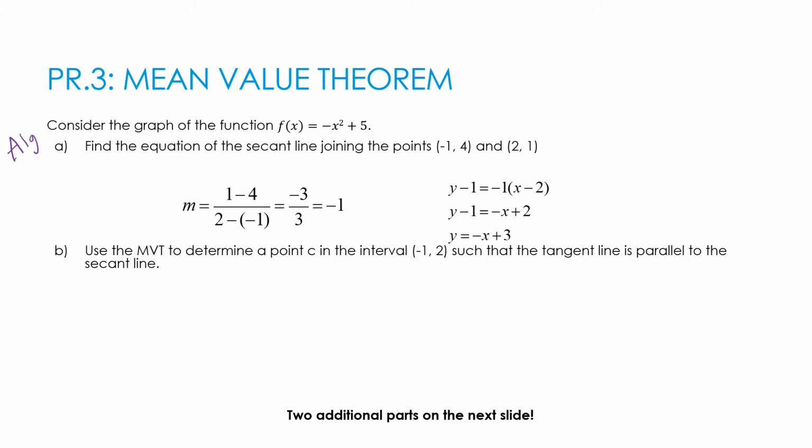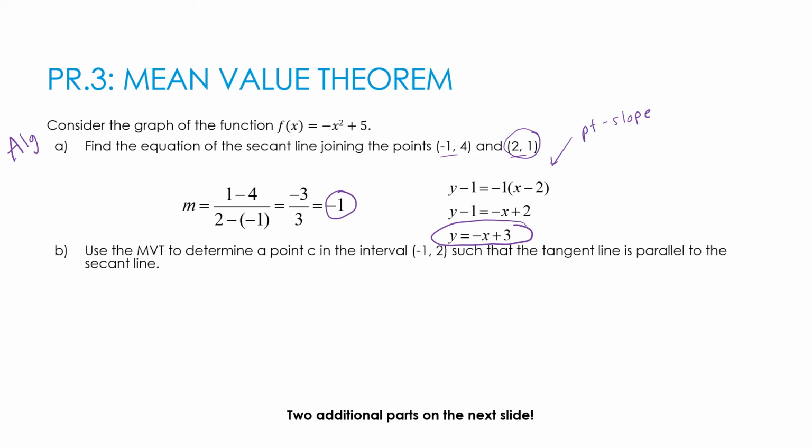How am I going to find the equation of the secant line? I'm going to find the slope, y2 minus y1 over x2 minus x1, and find a slope of negative 1. I'm going to use point slope formula, which we use all of the time, to then find my equation in slope-intercept form. Using either one of these 2 points, obviously I used the point 2, 1, but you could have used the point negative 1, 4 and still had the same equation.